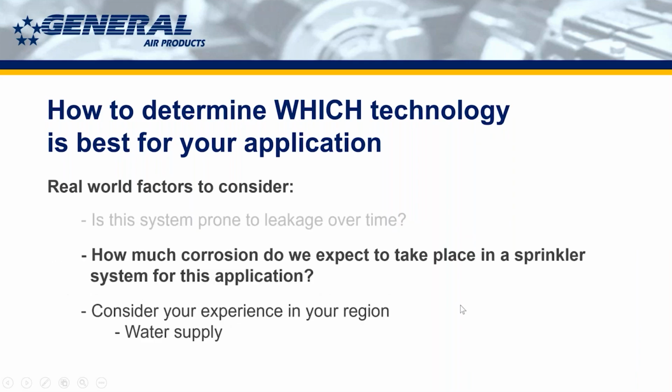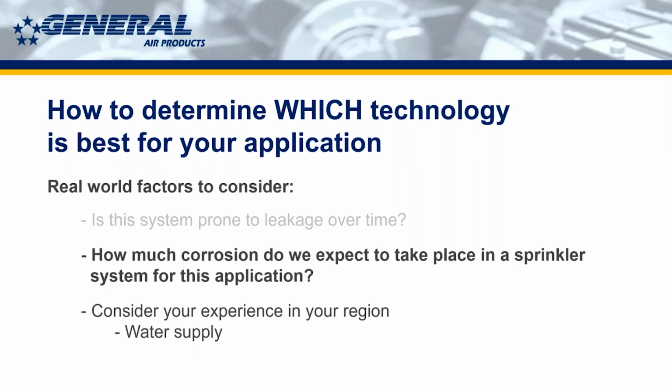So the next question: how much corrosion do we expect to take place in a sprinkler system for this application? It's a subtle but important difference between those two questions. What I'm asking is to consider your experience in the area. Let's say it's a business center and you've done 4 or 5 buildings there, and now you're doing a new system at a new building in the same business center. You've had corrosion problems in all of those other systems. You can probably assume safely that you're going to have a corrosion problem in the new system as well, and you might as well address it right out of the gate with a nitrogen generator.